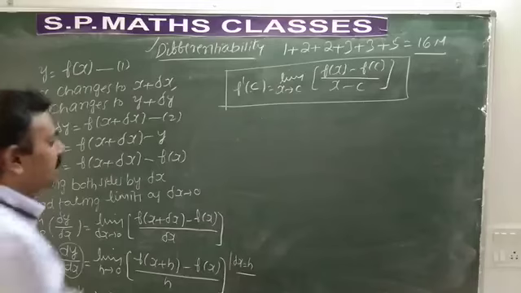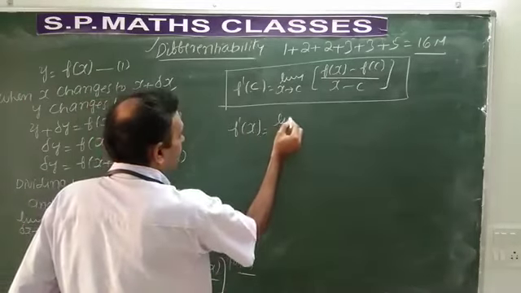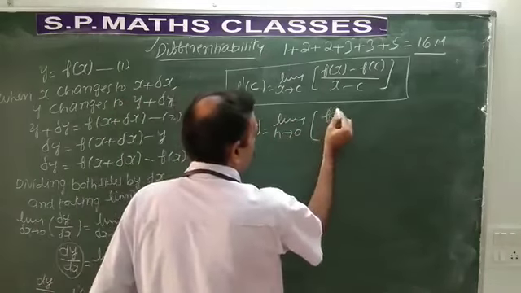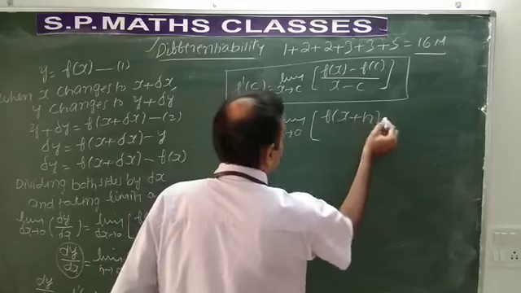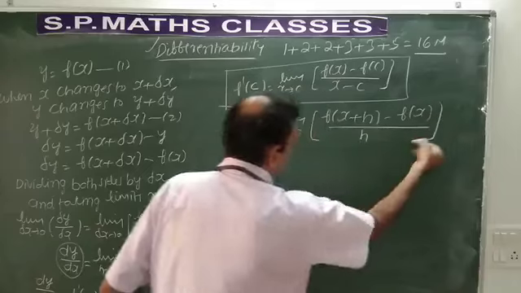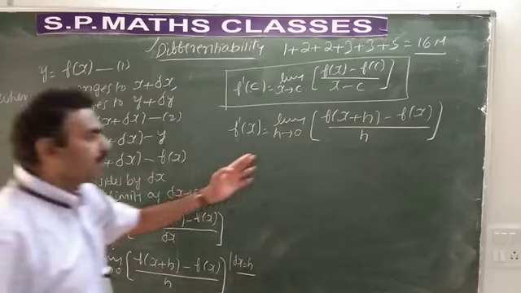See here, in general, f dash of x is equal to limit as h tends to 0, f of x plus h minus f of x divided by h. That's what you have. Understood? If you take x plus h as some c, then obviously you will be getting all those values. This is in terms of limits.